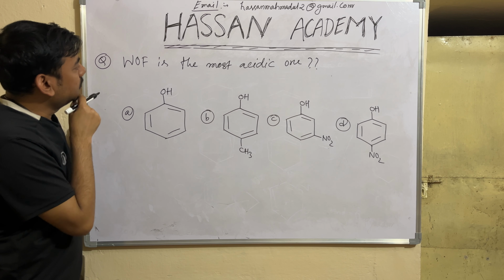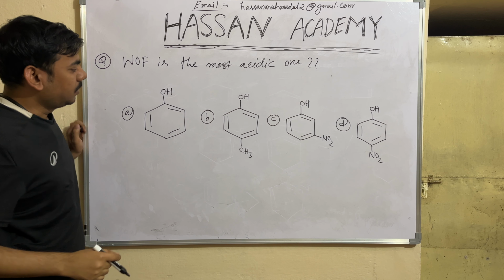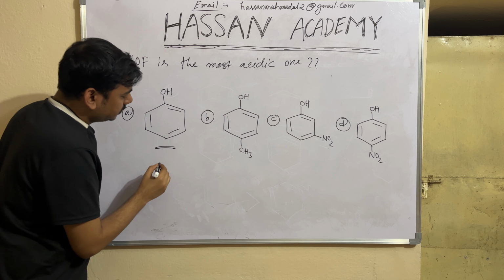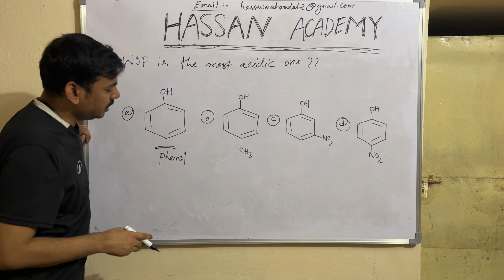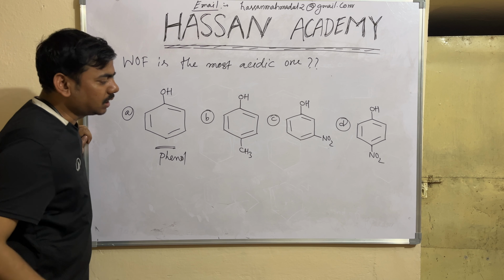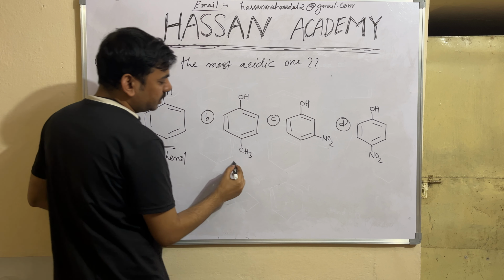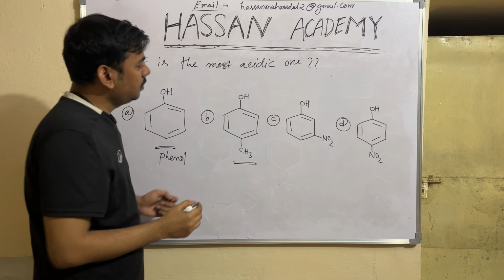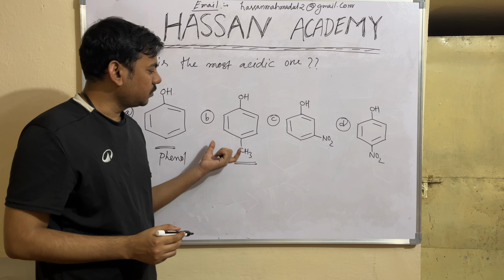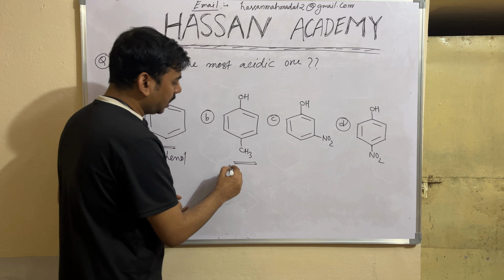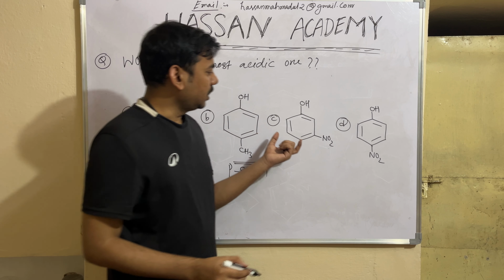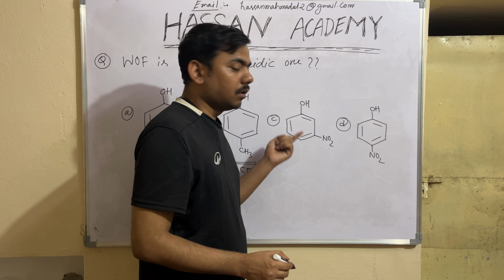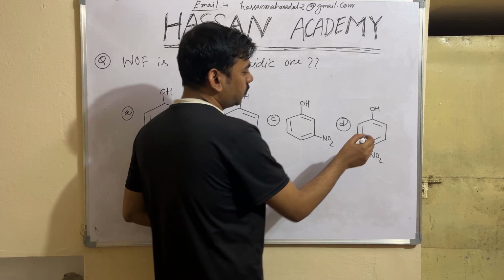Anyway, let's start. Which of the following is the most acidic one? Now, what is this? Phenol. Is this phenol acidic? Yes, it is acidic. Not very much, but yes, pK is around 10. What is this structure? Paramethyl phenol, which is called para-cresol. And what is this? Metanitrophenol.